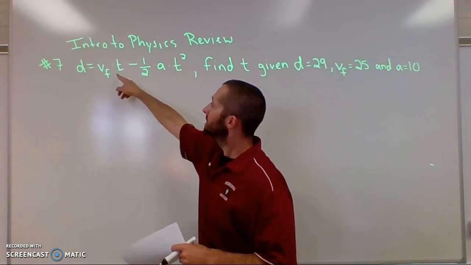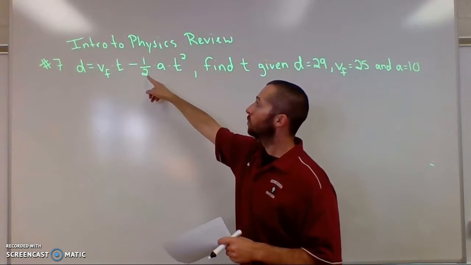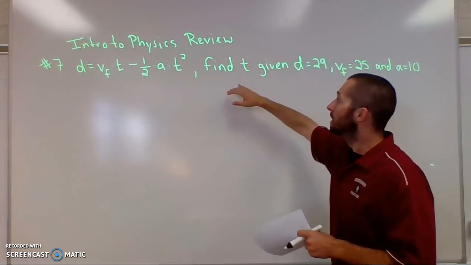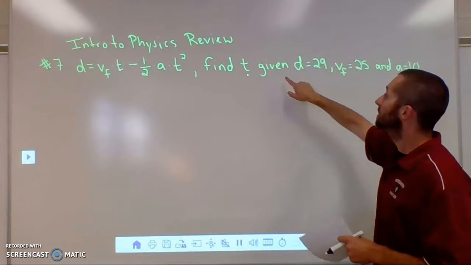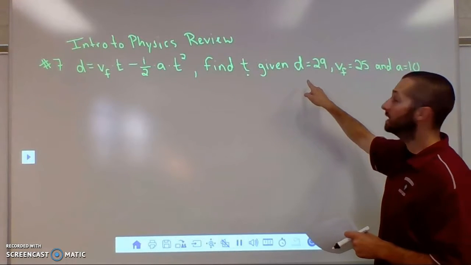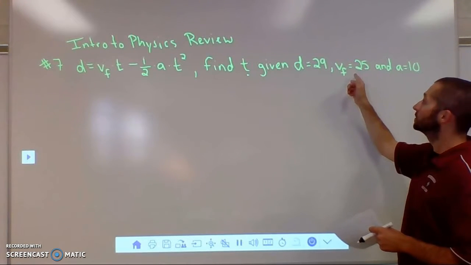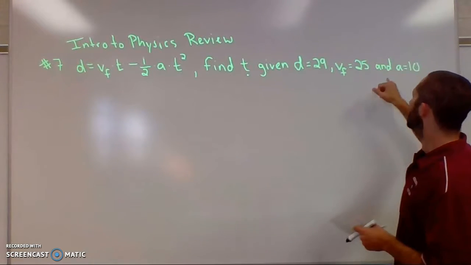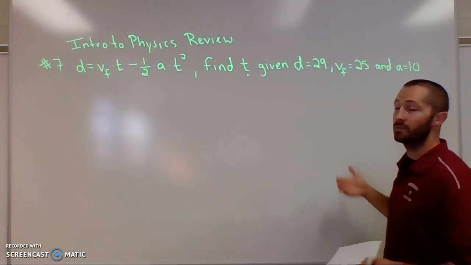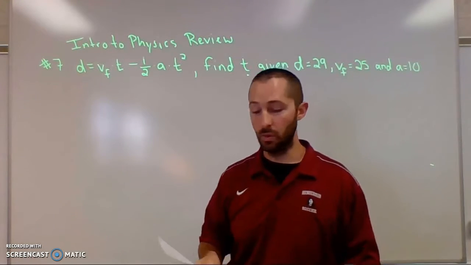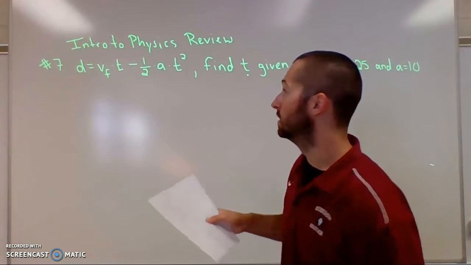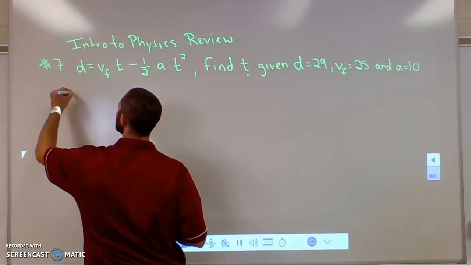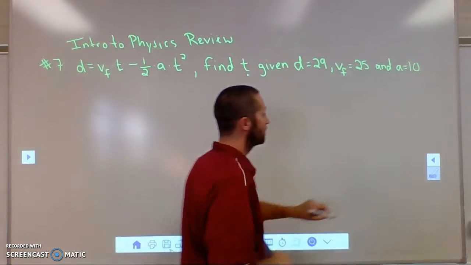It's d equals vf times t minus 1/2 times a times t squared. We want to find t, given that d equals 29, vf equals 25, and vf is just a variable, final velocity, and a equals 10. So our first step for these problems, usually to make it easier, is to substitute in the known values.